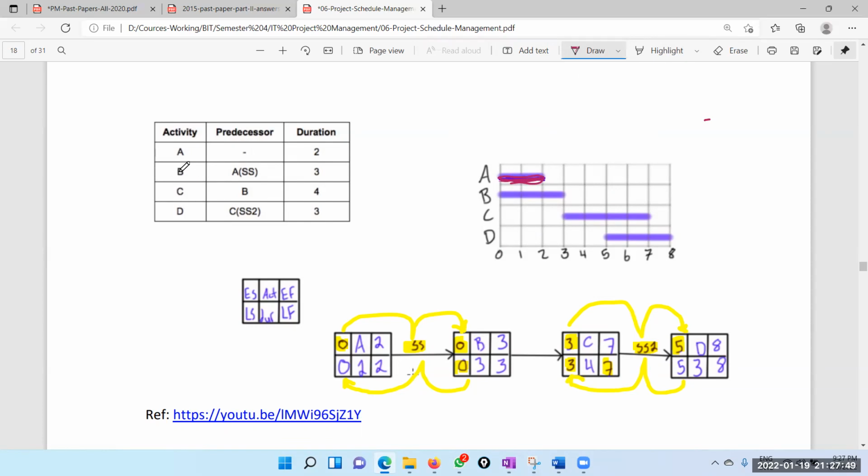So that means the moment A starts, you can start B. Start to start. And it takes 3 days. So therefore, the moment A starts, you can start B and it takes 3 days.